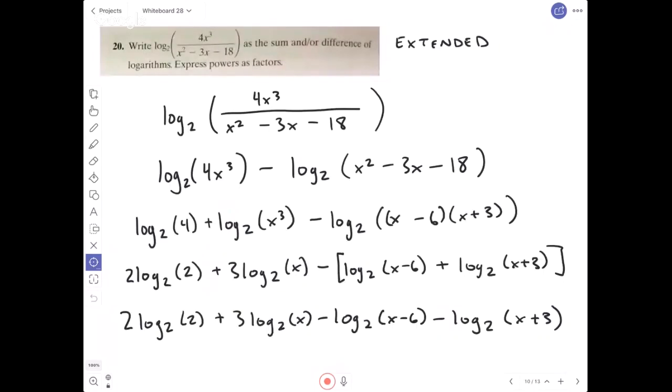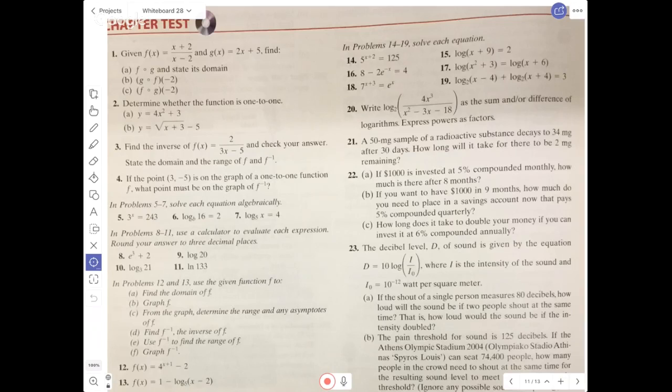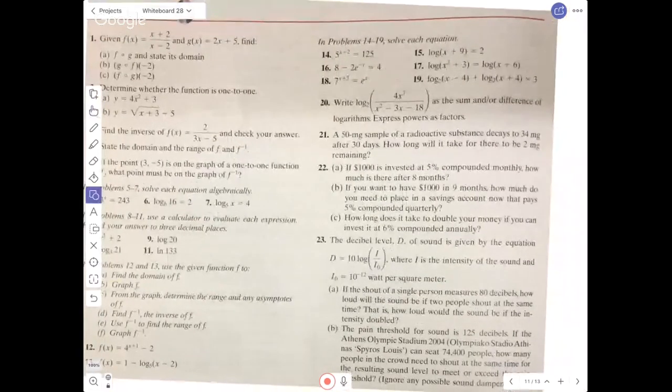Okay, that was 20. Questions on 20? 21, and maybe I'll try to squeeze in 23. So 21 is not so bad. 22, I skipped the money section. I'm sure you could figure those ones out, but they won't be on the test. So let's not spend our time on it.